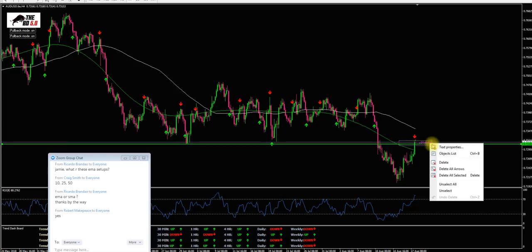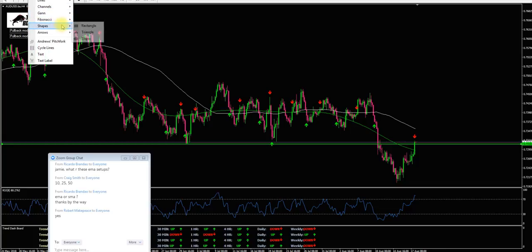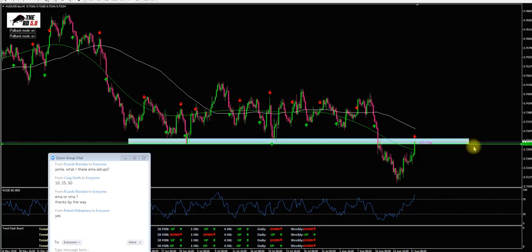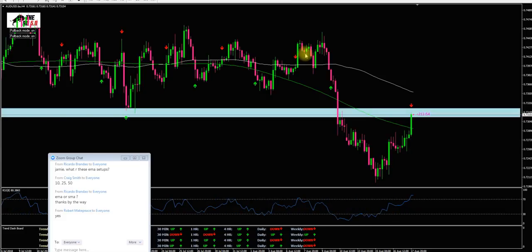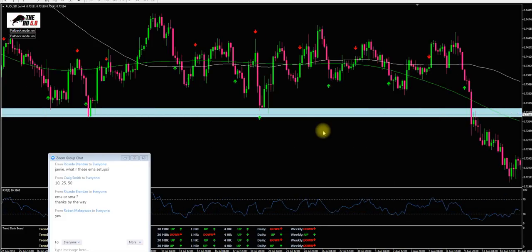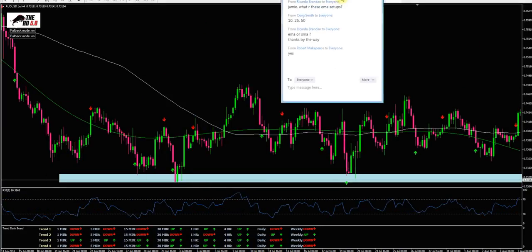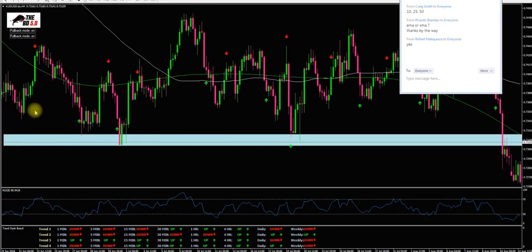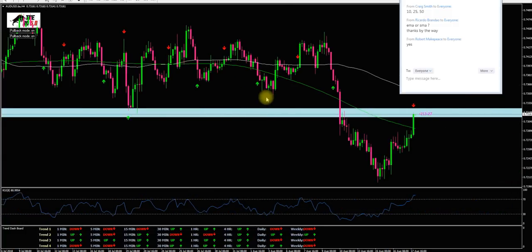Let me delete this. I'm going to draw a box just here. See, this is an interesting setup, okay? 4-hour chart, AUD USD. Resistance, right? Look at this resistance line. Rejection, rejection, rejection, rejection, right? We can all see that, right?